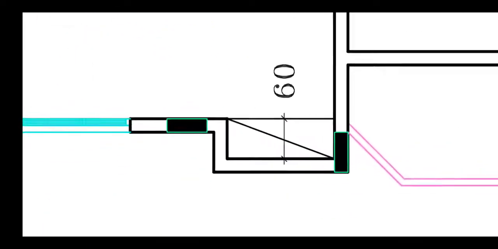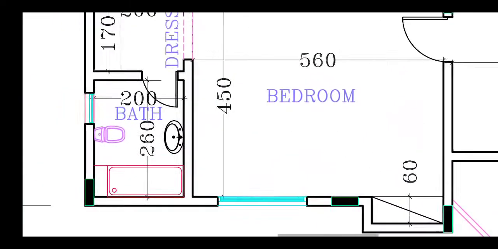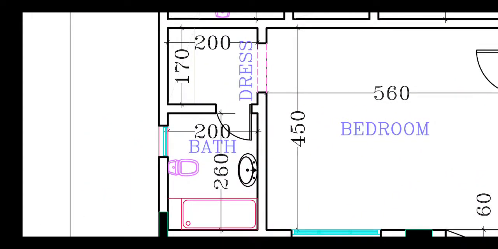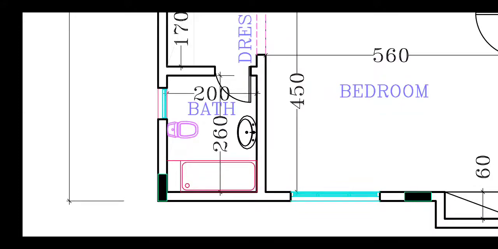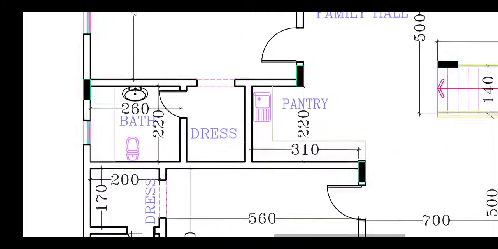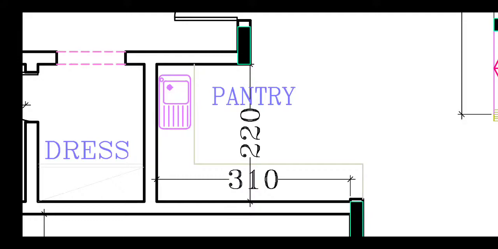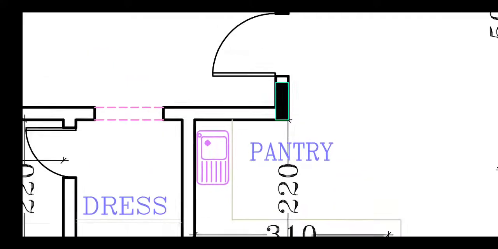Okay, so this is a bedroom again, front side, 450 by 560. In this corner side you can keep your cupboard. Okay, this is the dress area, 200 by 170, and 200 by 260 bathroom, attached. Here again we are getting a wide open pantry, a completely open pantry, 220 by 310.